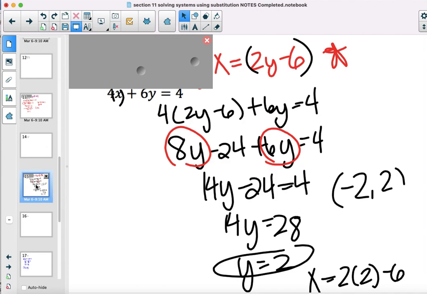On example number 6, I got where x was by itself, x equals 2y minus 6. I plugged that in for x. Distributing, I got 8y minus 24 plus 6y equals 4. Combine like terms. I have 14y minus 24 equals 4, solving that through. I got y equals 2. When I take that and plug it back in to get x, I got x equals negative 2 as the solution there.